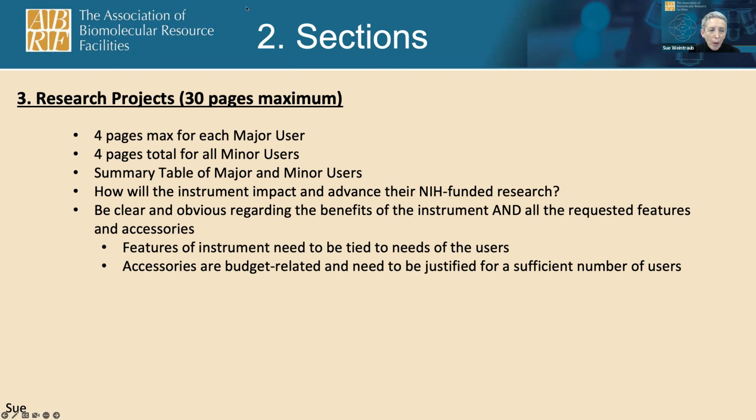You see here it says 4 pages max for each major user. I can tell you that in most reviews, the users aren't even listed by name. They'll often say research is covering cancer, aging, diabetes, and whatever, infectious disease. May or may not highlight an individual investigator. You want to make it really easy for the reviewer to see what they're doing, why, and how, what the impact will be. And if you have 4 pages for each one, that's a whole lot to go through. So make sure that you use this space wisely.